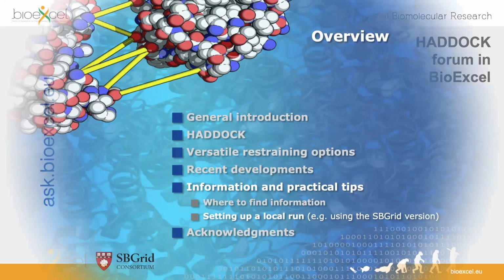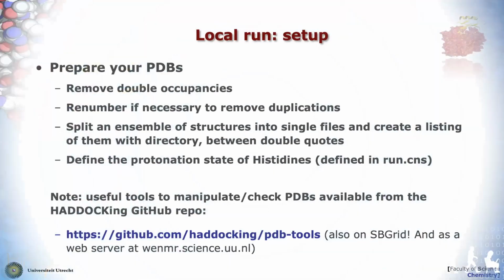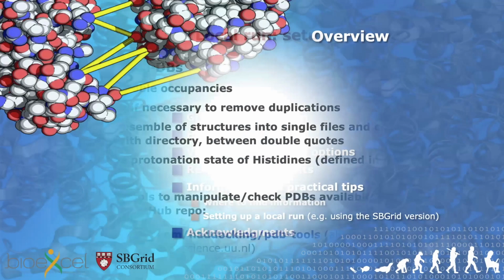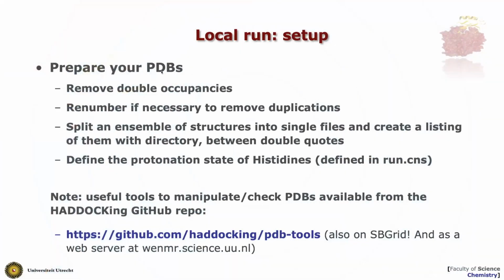Now, if you're going to use HADDOCK in a local setting, or if you're going to run it using the SB grid installation, you will have to do a number of things yourself. You will need to prepare the input PDB files. The input for HADDOCK local is still the old PDB format. If you know about crystallography, you might have double occupancies, meaning that some side chain in your structure might have two conformations. You have to deal with those before doing the docking, because you want to only have one conformation, otherwise things might go wrong. So you need to remove those duplications.